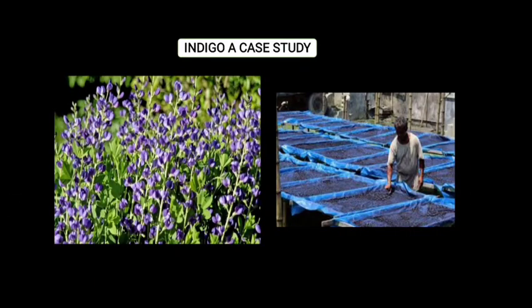So in and around the 19th century, the British did not want the Indians to cultivate any other crops. They only wanted the Indians to cultivate crops such as indigo, jute, oil seeds, sugarcane, tea, coffee and cotton, because these were very much beneficial in Europe.